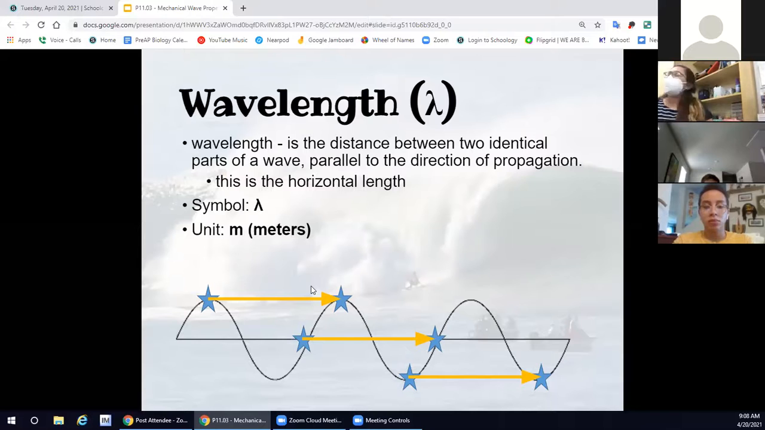So I don't think we have to worry about measuring wavelengths, but just keep in mind, it's always two identical parts of a wave. So if you're doing crest to crest, you're doing trough to trough, they just have to be the same part. The symbol for wavelength is an upside down Y. That's what I like to call it, upside down Y. And it's still measured in meters because, again, it's still a length.